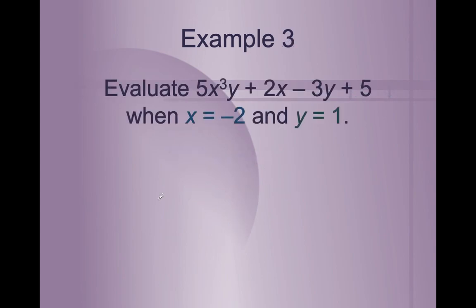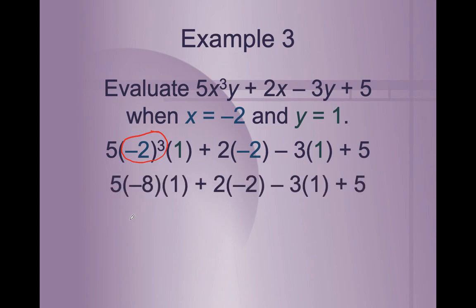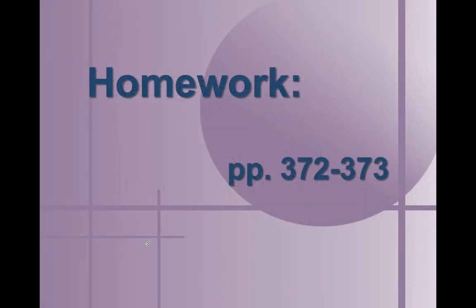Let's do another example. X is negative 2. Y is 1. So let's just plug in our values. Remember, put it in parentheses whenever you plug in values. Okay? 5 times negative 2 cubed, and so on and so forth. Simplify your exponents before you distribute. You can't multiply 5 times negative 2. You have to do negative 2 cubed first. So, do your parentheses, your exponents, that comes in your order of operations. 5 times negative 8 times 1, and so on and so forth. Now let's simplify. Negative 40 minus 4 minus 3 plus 5. My final answer is negative 42.